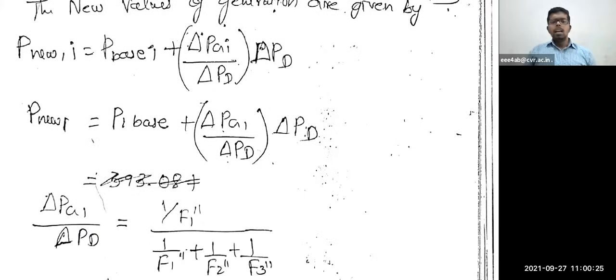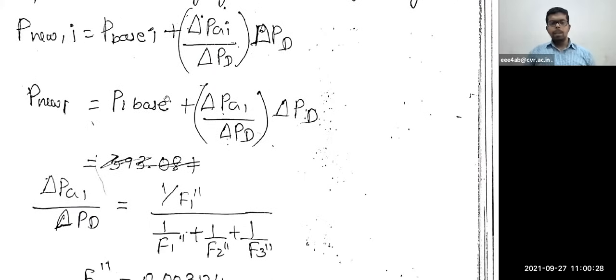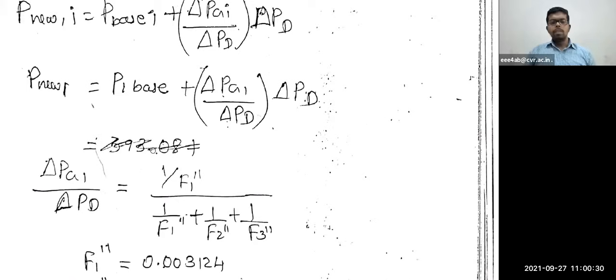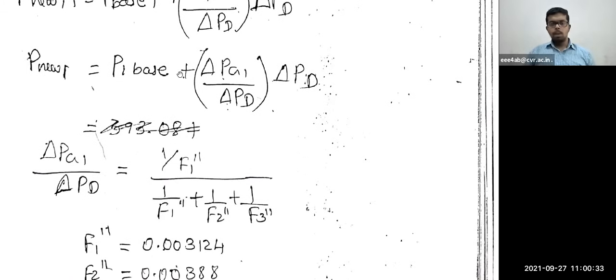This P1 base we already know from the problem we solved. Previously we solved it, but now you have to solve it. In the exam, don't write that you are solving using the previous method; you have to solve it and find the P1 base. I think we found 393 point something, some 08 megawatt. Now this is the formulation, that is P new 1.